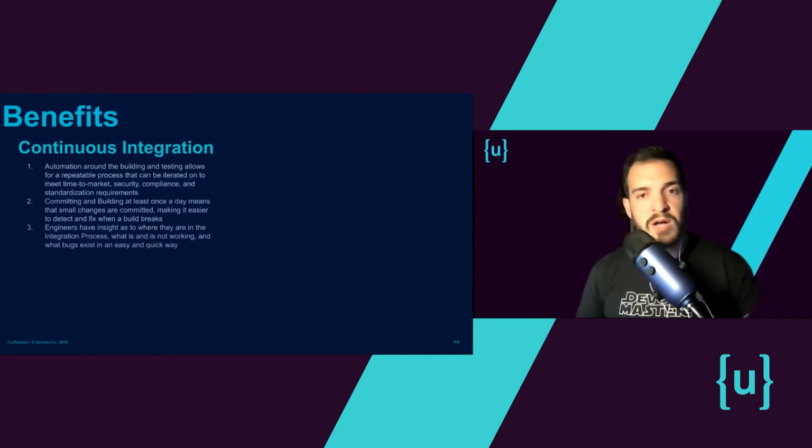Additionally, because the process is inherently repeatable, engineers know where they are in that integration process. They can see what's working, what's not working, and if there are any bugs, because bugs are easier to find and remove when you're committing small changes to the main line of code at a time, right? So this is a massive, massive benefit to continuous integration. It reduces risk, something we'll talk about, in the entirety of your software development lifecycle.